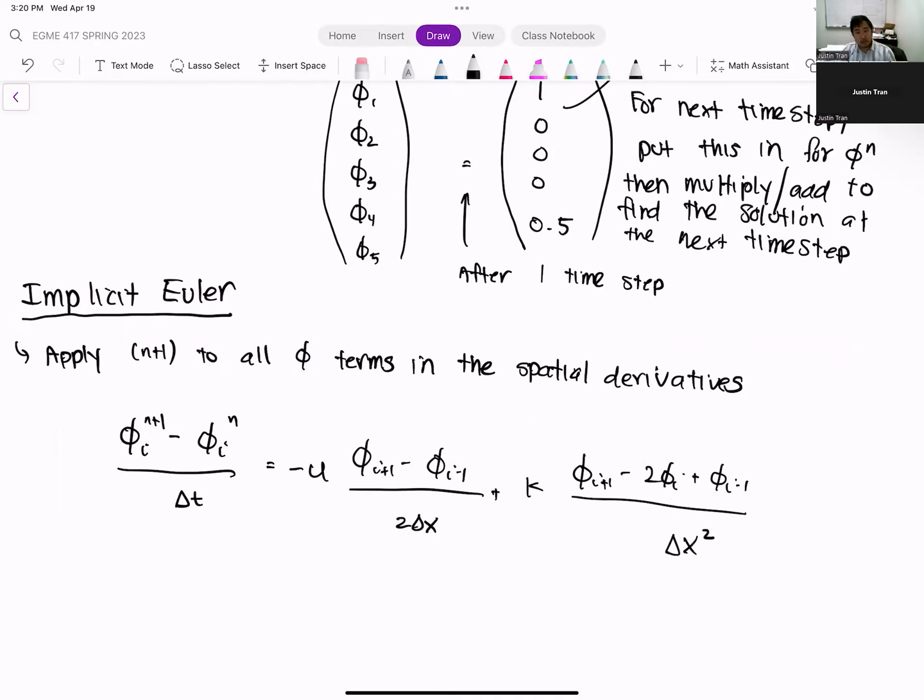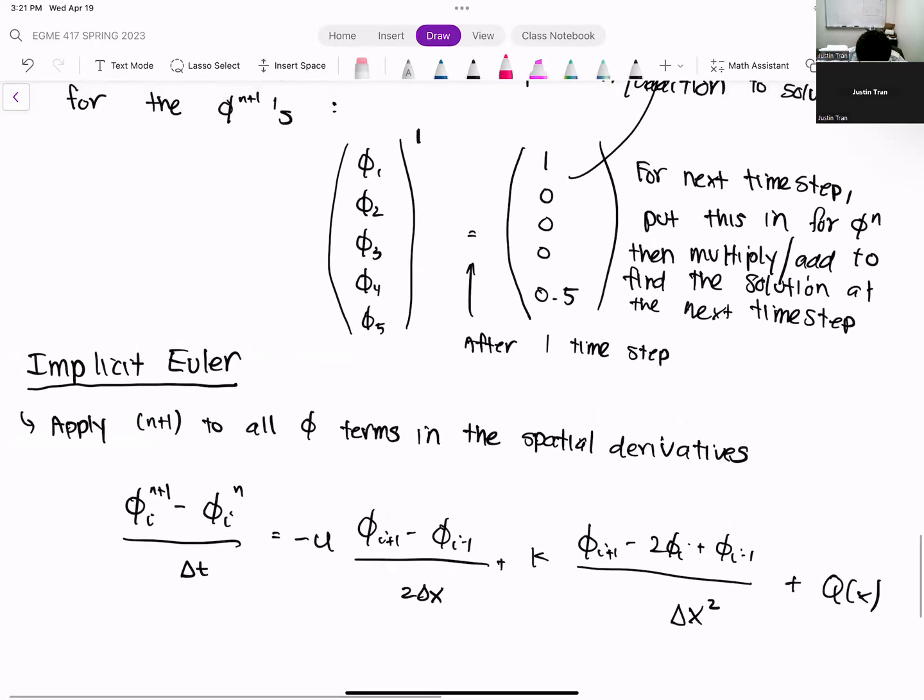Okay. Plus q, can't forget q. So that's our normal expression there for our conservation equation. This is just after we applied finite difference to the entire equation. And so what we're going to do now is that instead of applying a time step of n to all those terms, we're going to apply n plus 1.